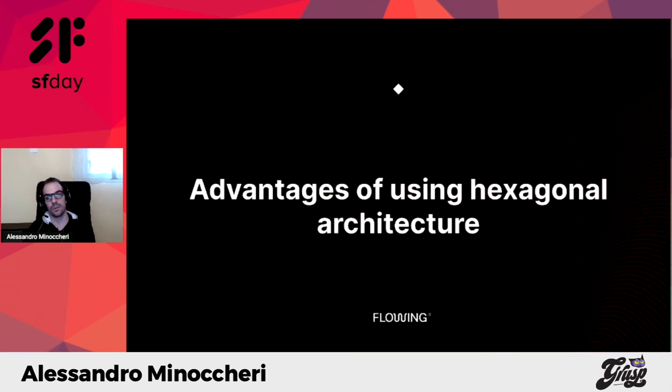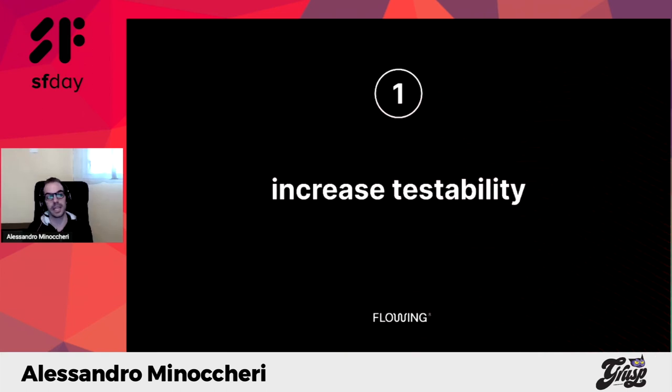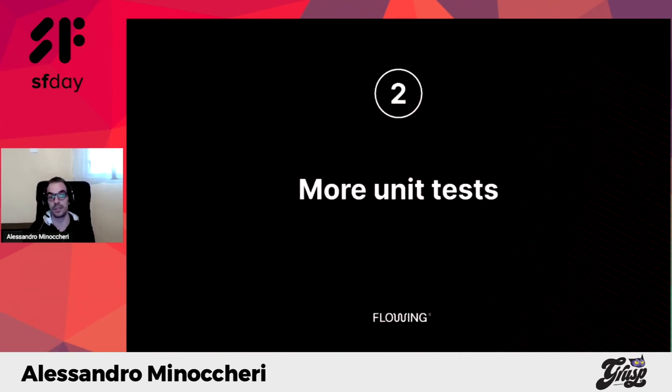And what are the advantages of using hexagonal architecture? For me, there are a lot of advantages. The first, for example, is increased testability, because you have decoupled your code, and many parts of the code don't need a database connection, internet connection, or file system. So you can create a lot of unit tests. You can create a very big suite of unit tests, and we love to write unit tests, right?